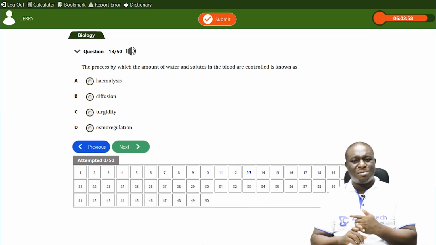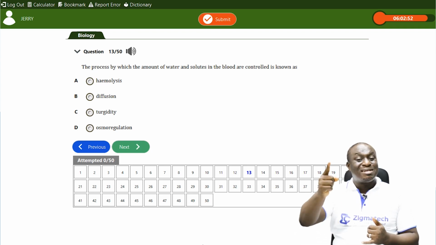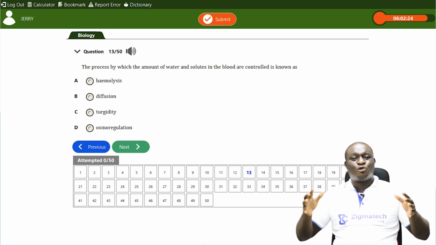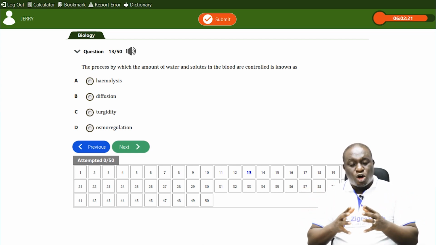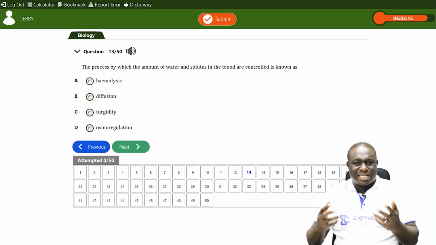Now, let me just go through the options. Hemolysis, in fact, does not relate to the balance of salt and water. Diffusion has nothing to do with this. Diffusion is simply the movement of molecules or ions from a region of higher concentration to a region of lower concentration until it is evenly distributed. C says turgidity. Turgidity does not have anything to do with the balancing. Turgidity is when water enters a particular cell and the cell begins to stretch till it is fully stretched. It does not lyse or burst. At that point where it is fully stretched, in biology we say it has become turgid.